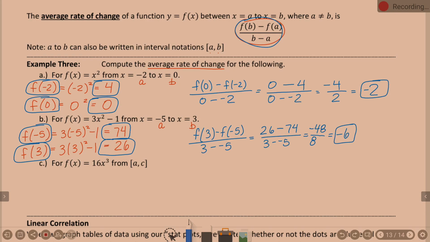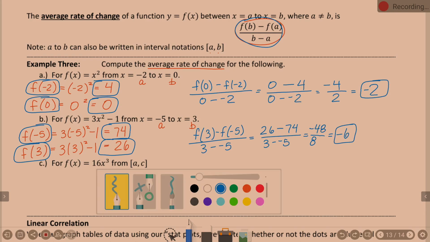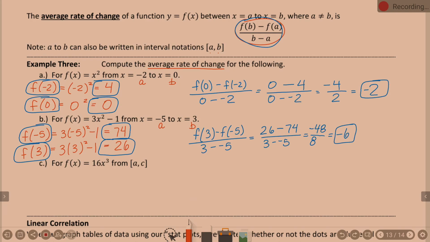Okay. And C? For f of x equals 16x cubed on the interval from a to c. What did they change up here? There's no b, and there's no numbers. Well, they didn't give us numbers, did they? Okay. a and c are essentially my a and b, if you will. They just gave us different letters instead. So, okay, let's go with the basics here.